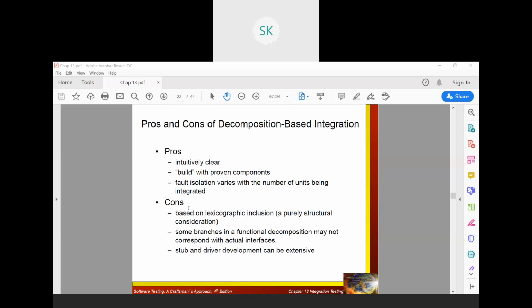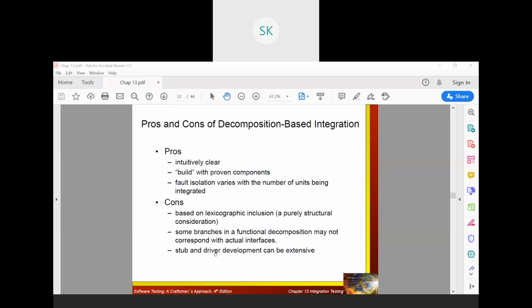The disadvantages that we have are based on purely structural considerations, that is, whatever the structure that we have, with respect to that only we need to work on it. So if the structure is different, your entire scenario will be changing, and whatever the branches that you are having may not correspond with the actual interfaces that we are having.